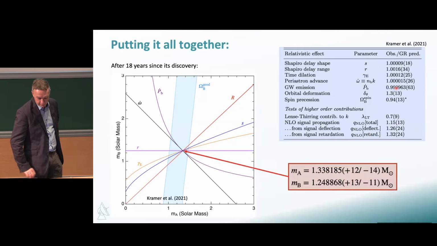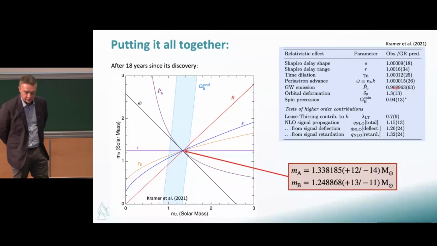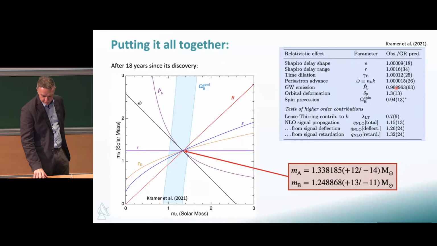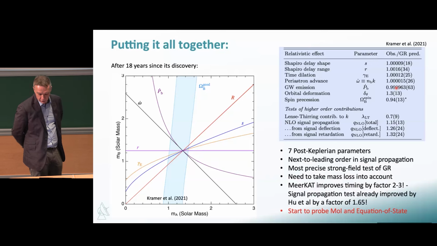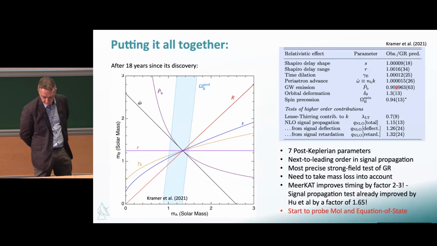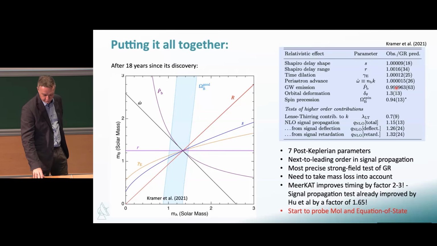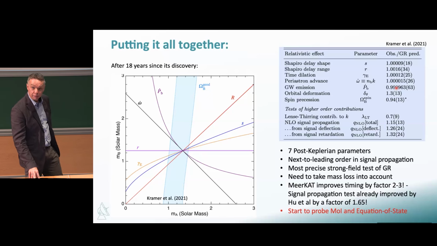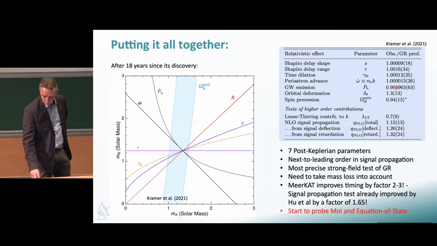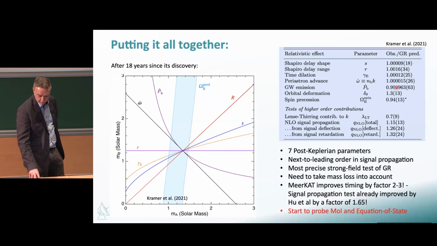And here is just a table from the paper that we produced with the tests of GR, the various tests that Thibaut was mentioning. Let me point out that we have this 5 post-Keplerian test. We have next to leading order detections of the signal propagation for the first time, the most precise strong field test of GR. We need to take the mass loss into account. And MeerKAT, and this was really astonishing because it beats all our expectations, the most optimistic estimates, improves the timing by a factor of 2 to 3, and this is the reason why Huan-Chen was able to do this improvement in a rather short time scale. And we start to probe the moment of inertia and the equation of state of neutron stars with this system.